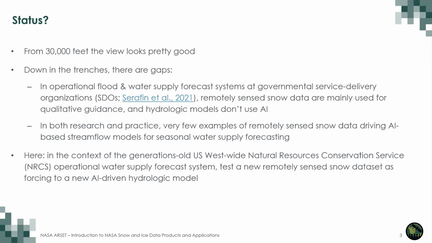Also, in both research and practice, there are really very few examples of remotely sensed snow data driving AI-based streamflow models for seasonal water supply forecasting. So what we're going to do here is that in the context of the literally generations old, U.S. West-wide operational water supply forecast system operated by the U.S. Department of Agriculture's Natural Resources Conservation Service. In that context, we're going to test a new remotely sensed snow data set as forcing to a new AI-driven hydrologic model.